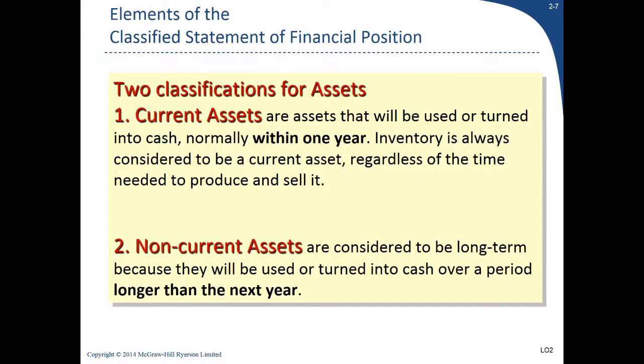They're either current or non-current. Current assets will be used or turned into cash within 1 year. Your MacBook would hopefully not be a current asset. You're probably going to use it for 2 or 3 years. Your phone, maybe that's a current asset.